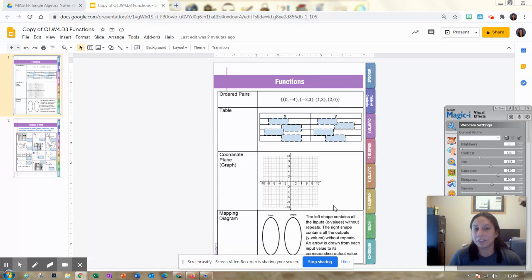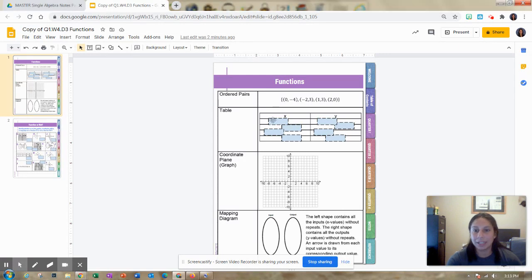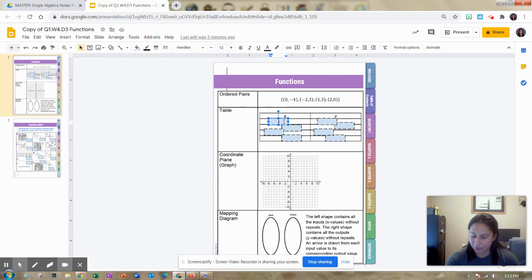So looking at the first one, it says you have four ordered pairs: (0, -4), (-2, 3), (1, 3), and (2, 0). So what we're going to do is input them into our table. Again, all you have to do is double click. We're just typing in our table the values that they gave us.